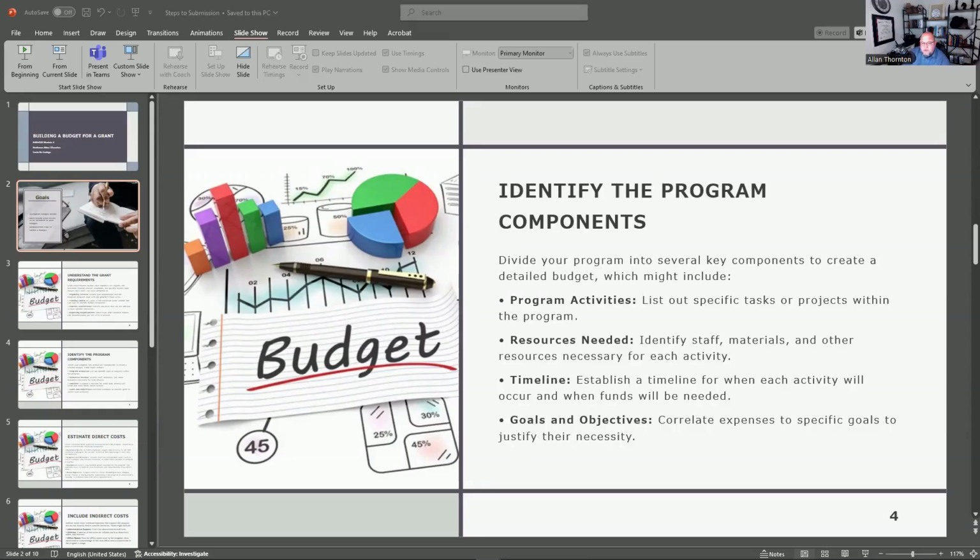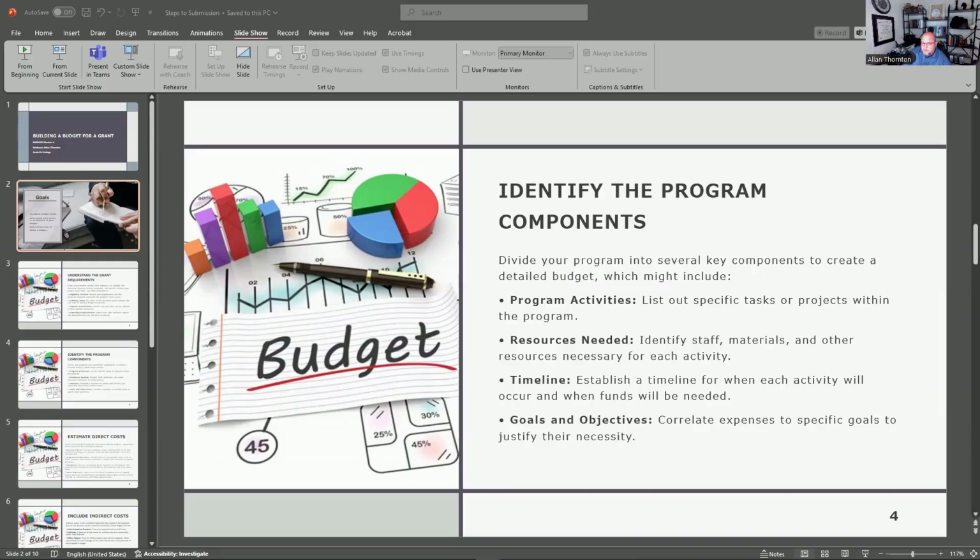Know what your components for your program are going to be, because this is what you're paying for. All right. So you'll need to know your key components to be able to build your budget. So what are the activities we're doing in our program? What resources do we need? What kind of timeline are we looking at? And then what goals and objectives?